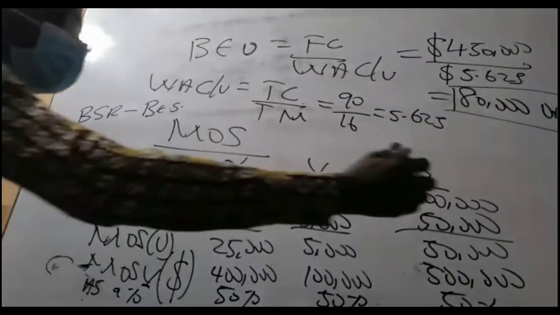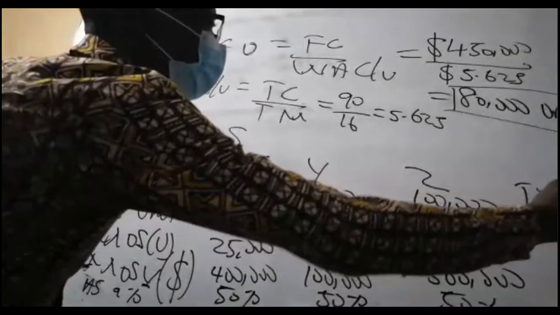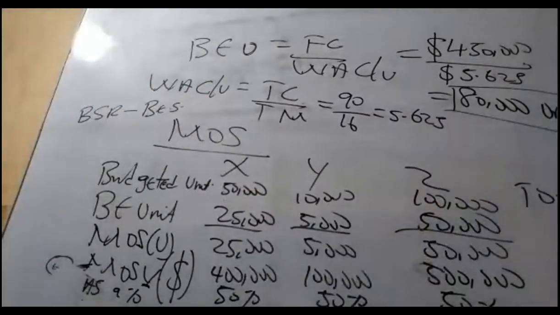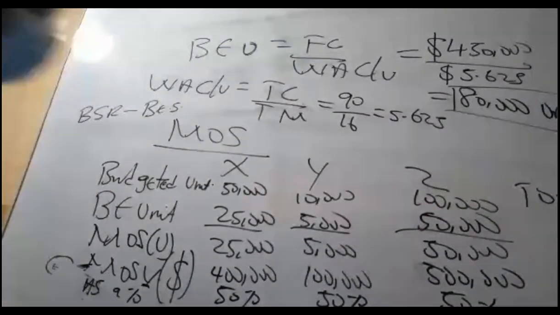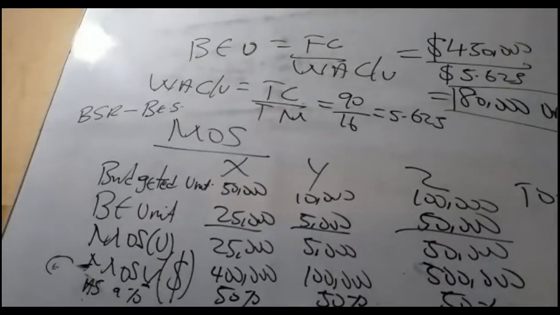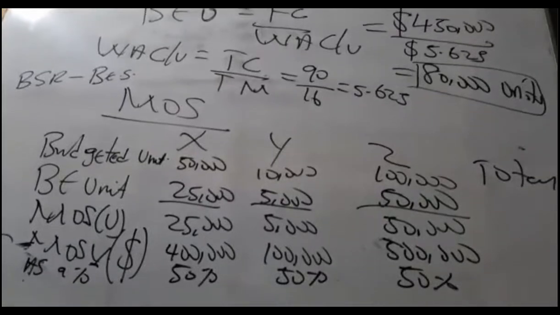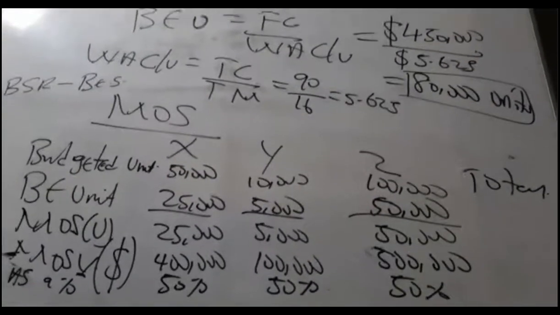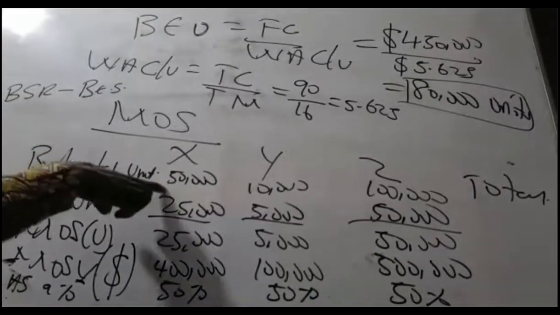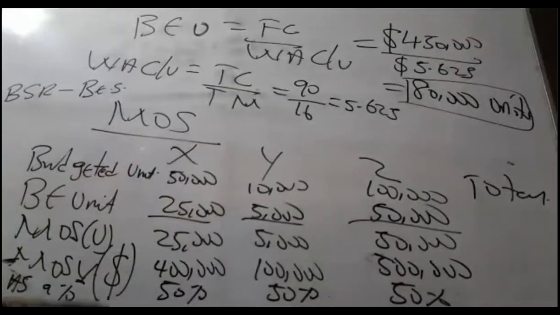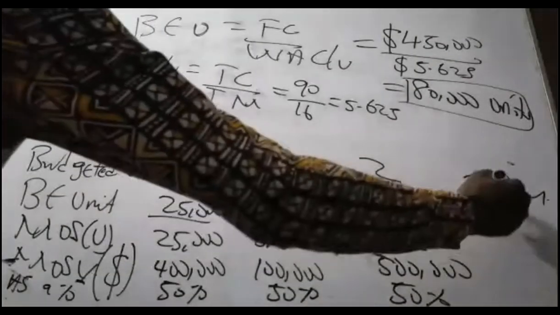Let's see the overall total. Let's look at total too. The overall total, what's the budgeted unit? Let's do some small analysis for total, because we might ask you. So 50 plus 10 plus 100. That'll give us 160,000. Wow.